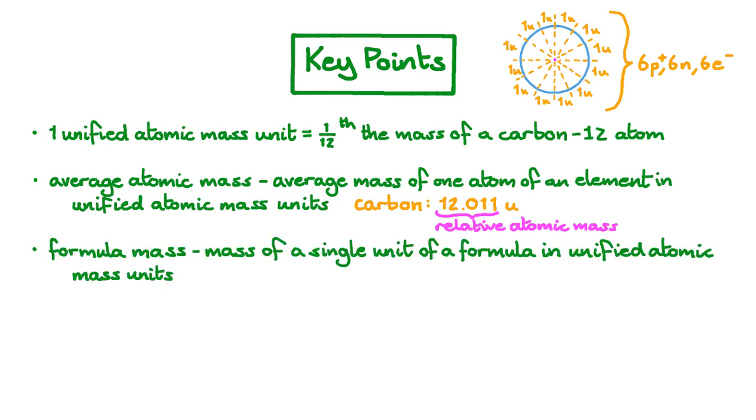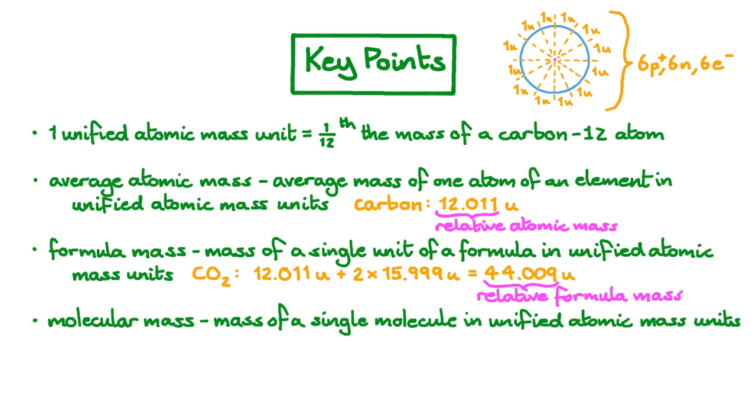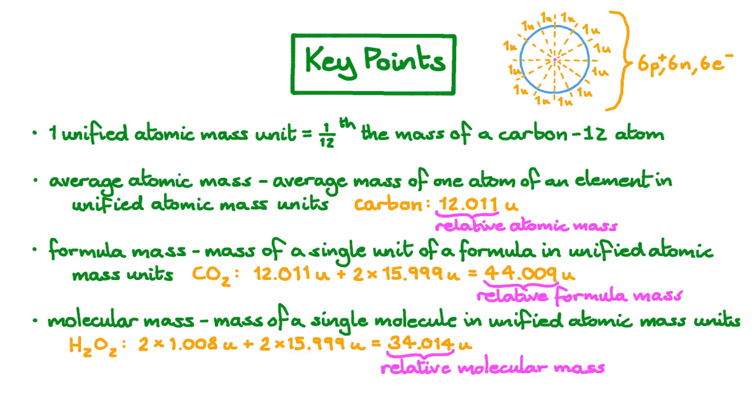A formula mass is the mass of a single unit of a formula in unified atomic mass units. We can calculate the formula mass by summing together the average atomic masses of the constituents. Or we can get the relative formula mass by summing together the relative atomic masses. And lastly, the molecular mass is simply the formula mass as applied to a molecule, so it's the mass of a single molecule in unified atomic mass units. The calculation is identical, and at the end you can remove the units of u to produce the relative molecular mass. And you may see these terms abbreviated.